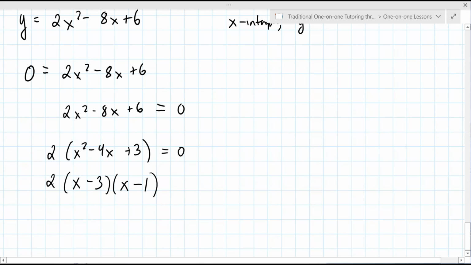Good. Now, very important, you only set x terms equal to 0. That 2 is not an x term, it's a constant. It's irrelevant. Only the x terms, right? So x minus 3 equals 0, x minus 1 equals 0. So then x equals 1 and x equals 3.